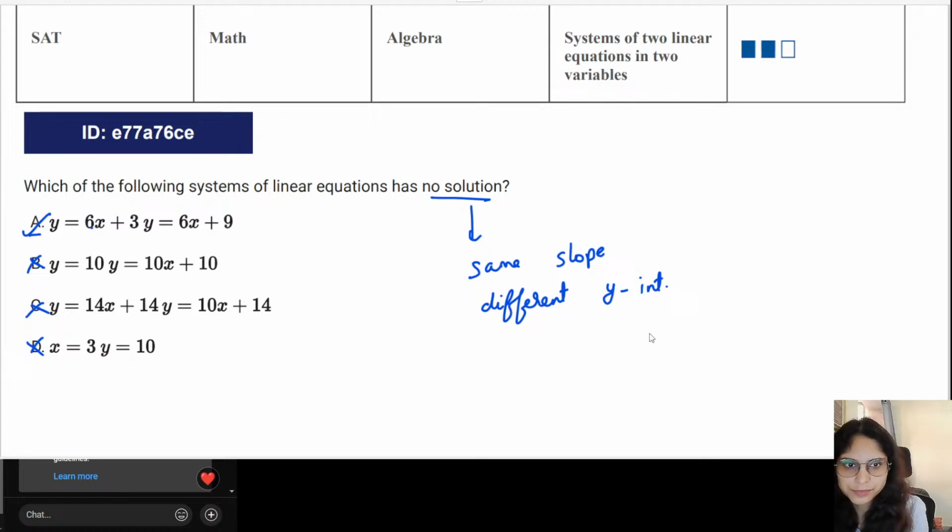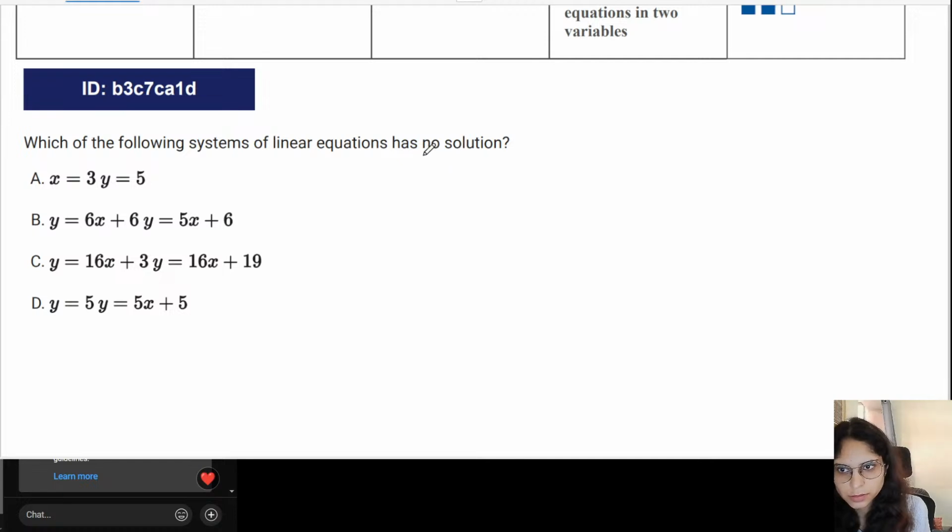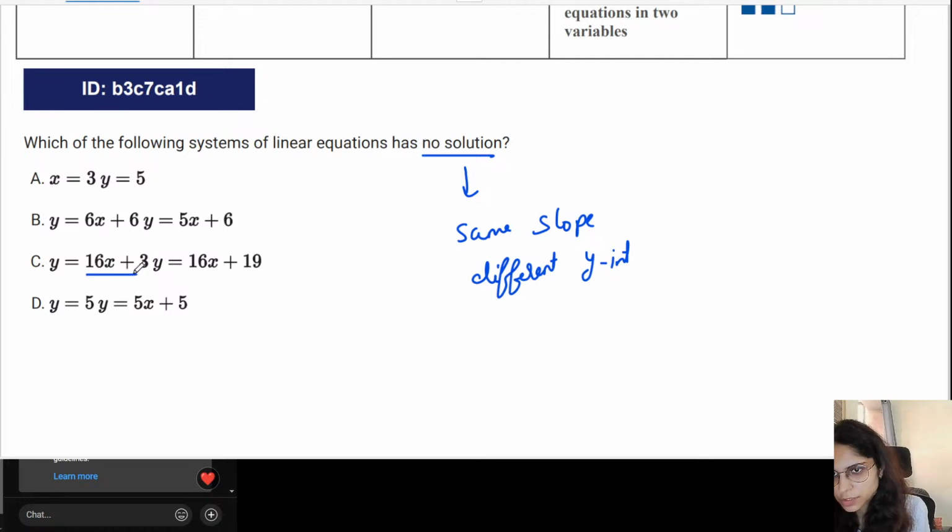Question number 50. Again, which has no solution, same thing. Same slope, different y-intercept. There's only one option that matches the description, this one. 6 and 5 are different. No, they're not the same. Here the y-intercepts are the same, the slopes are the same, okay?